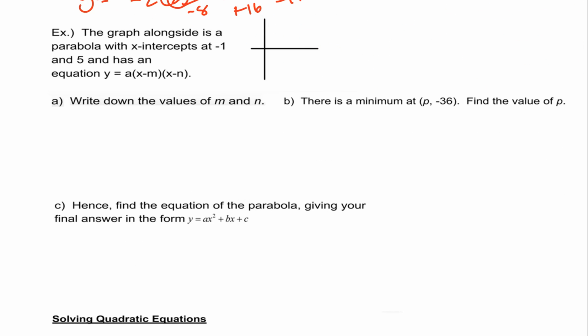Next one: the graph alongside is a parabola with x-intercepts at -1 and 5. Write the equation in this form. So again, keep in mind we know what the x-intercepts are: -1 and 5. Those should go right there. So one of these is -1, one of these is 5. It doesn't matter which one's which. So I have this right now.